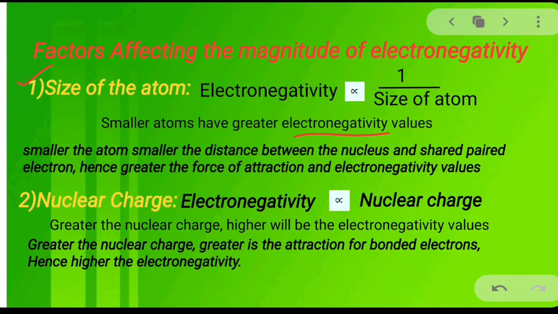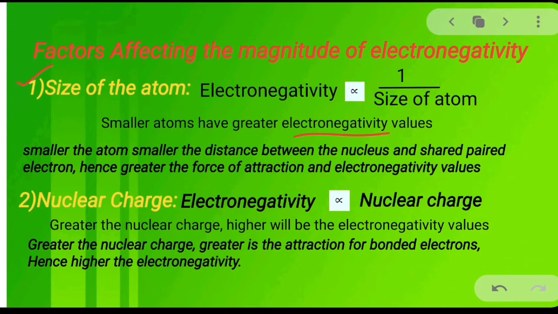Why? Because smaller the atom, smaller the distance between the nucleus and the shared pair of electrons. Hence, greater the force of attraction by the nucleus towards the shared pair of electrons. So, the nucleus has more tendency to attract the shared pair of electron because it is nearer to the shared pair of electron as the distance is less. Hence, the size of atom is inversely proportional to the electronegativity. Less the size of atom, more the electronegativity value.